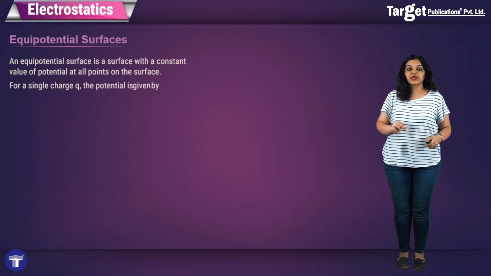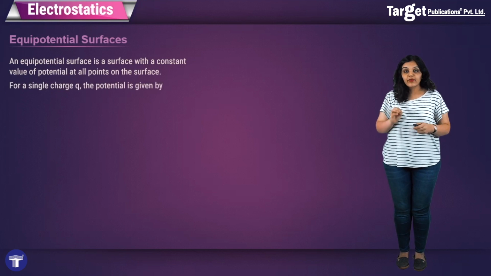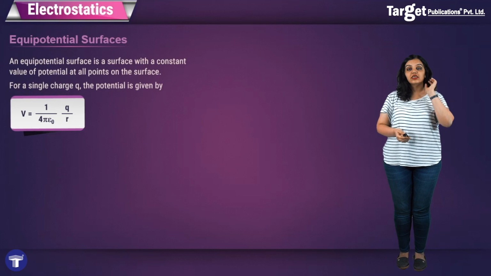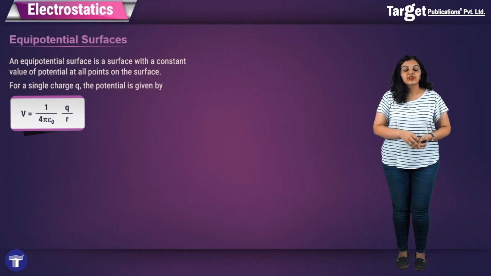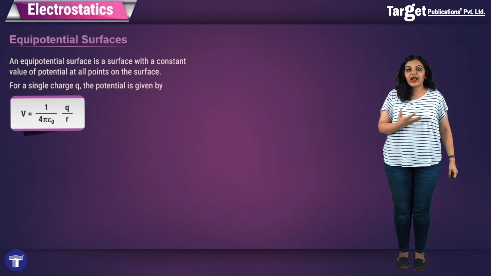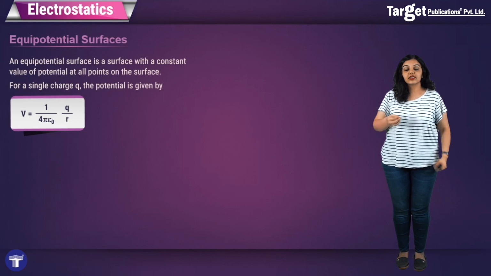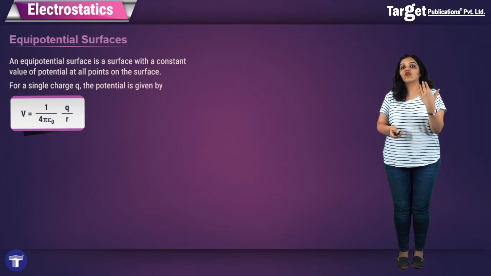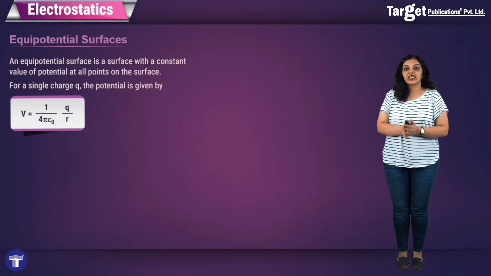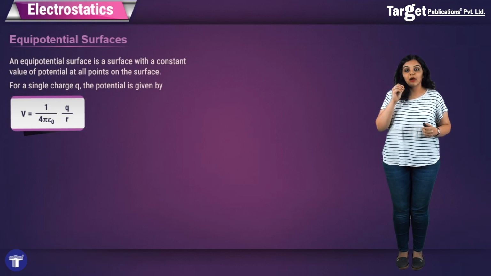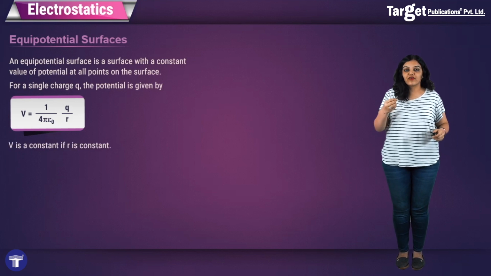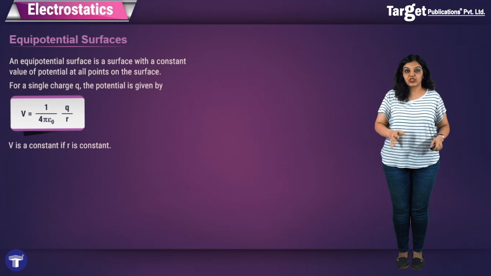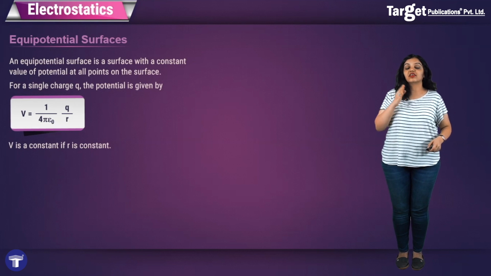Let's go back to the expression of the single point charge. There we found that the potential due to a single point charge is 1 upon 4 pi epsilon naught q upon r. So if you look at this expression carefully, 4 pi and epsilon are just constants, and q for a given charge will again be a constant. So the only thing that changes the value of the potential due to this point charge is r. And therefore, from this I can say that if a point is at the same distance r from the point charge, then the potential will be constant. So V is constant if r is constant.